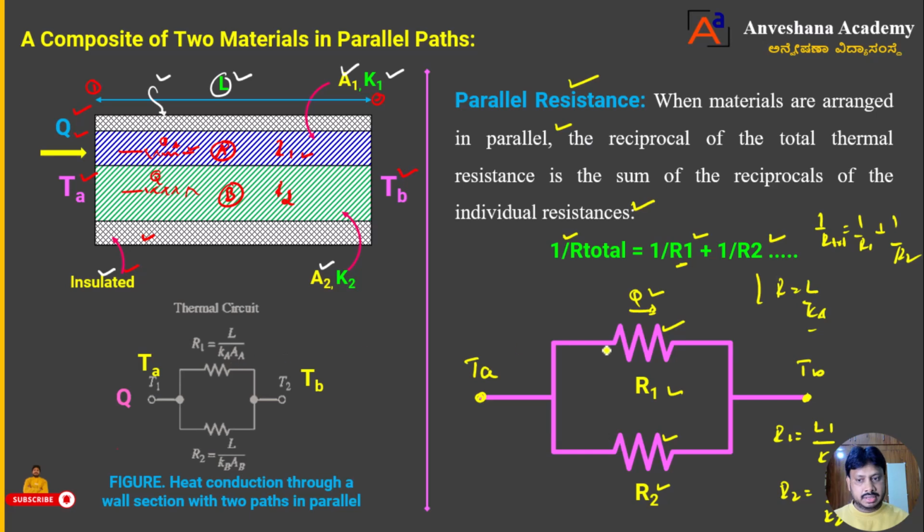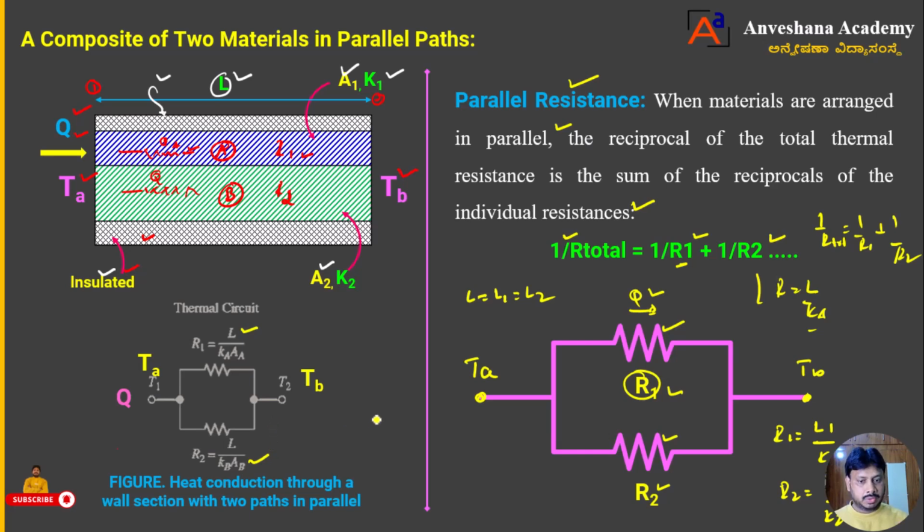Okay, so the same thing, you can expand this. R1 is nothing but what? L divided by K into A. Why is it L? Because we have taken L1 is equal to L2, that is LA or LB. So R1 is equal to L divided by KA into A, then R2 is equal to L divided by KB into AB, dear students.